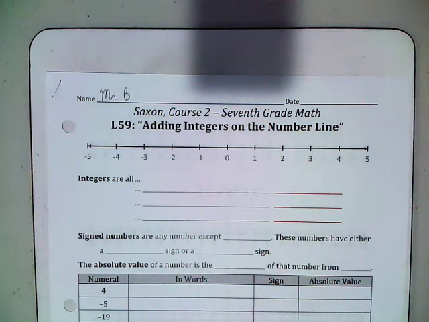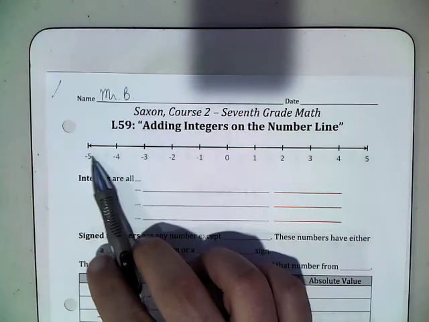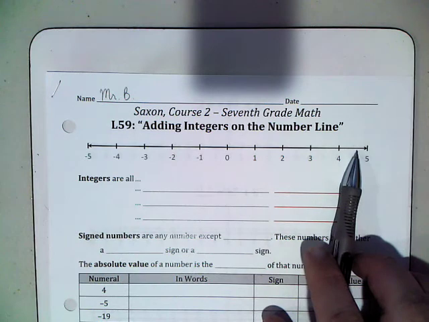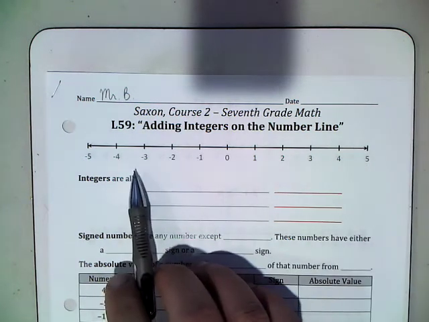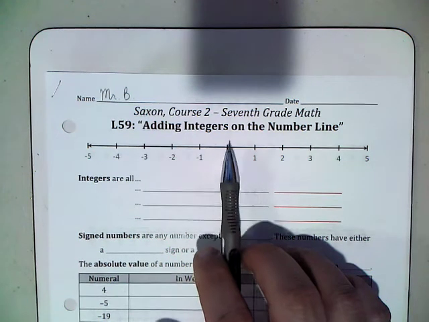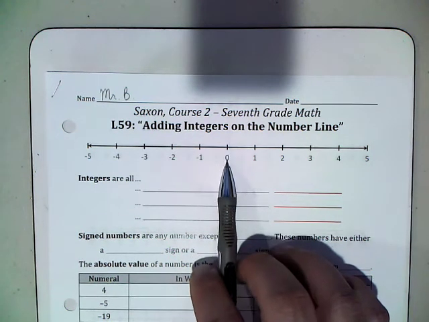This video is over lesson 59, adding integers on the number line, and it is for my 7th grade math class. So throughout this lesson, I have made a lot of number lines that you'll see here in a little bit. Be aware that you're going to have to make these yourselves on your homework, and as you make them, we generally, though we don't always have to, we do generally put 0 in the middle.